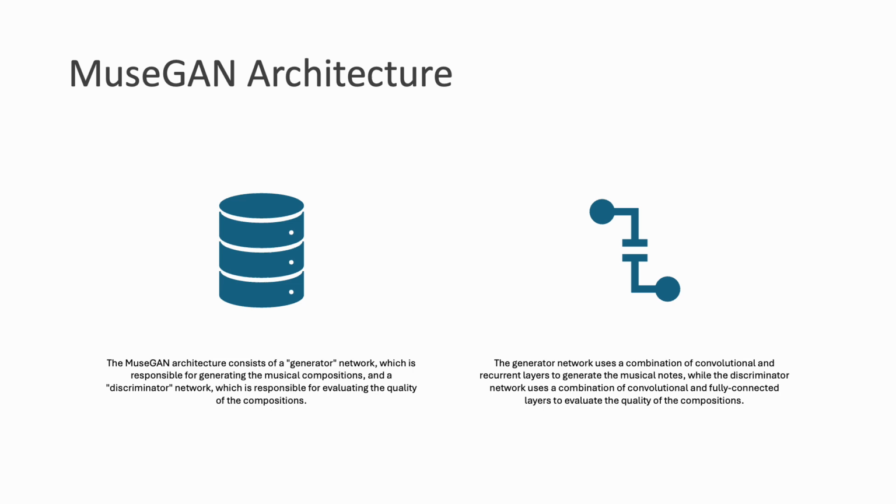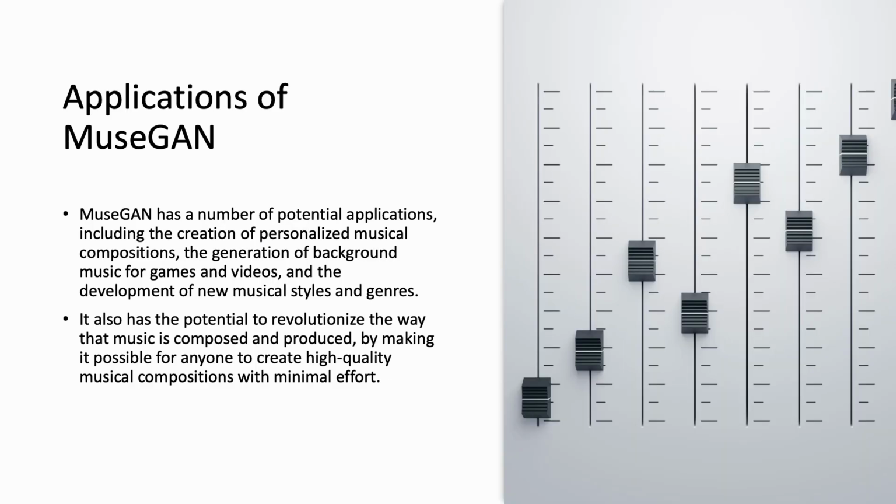MuseGAN is a GAN based model for music generation that is able to generate music in multiple tracks. The model was introduced in the paper MuseGAN: Multi-Track Music Generation with Differentiable Composition by Dong et al. in 2018. Hopefully, this has helped you in understanding more about what MuseGAN is.